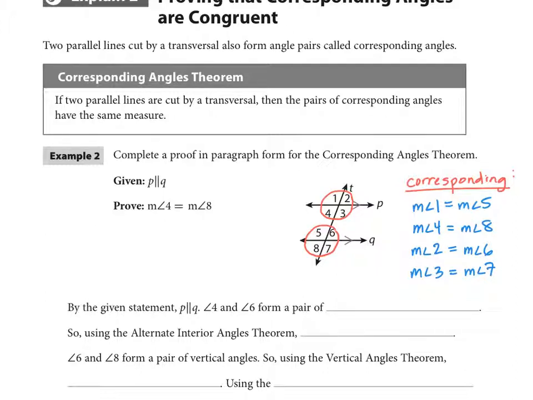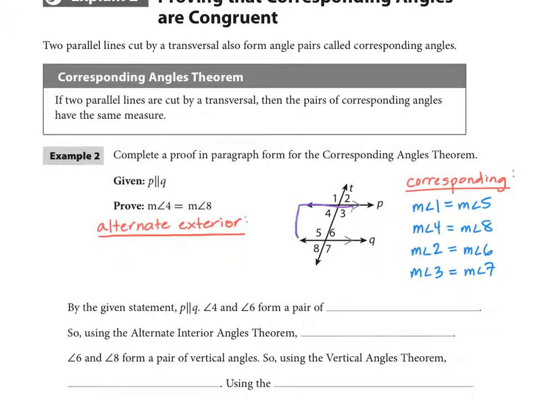The fourth statement we should get in this lesson is the alternate exterior angles. The theorem that's just on the previous page, the alternate interior angles theorem, if you just change interior to exterior, pretty much the same thing. So we're going to be looking outside of our parallel lines this time, because exterior means outside.